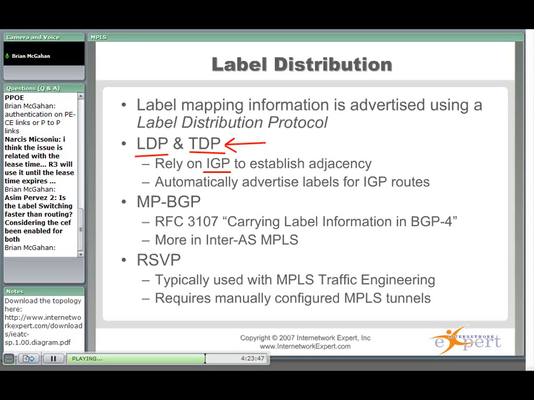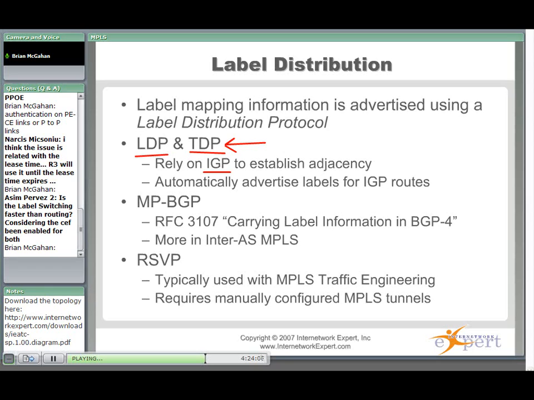Okay, so we can distribute labels through LDP, which is the label distribution protocol, or Cisco's proprietary tag distribution protocol. Okay, TDP was the precursor to LDP, and it was used when MPLS was not standards based. Okay, it was based on Cisco's original implementation.